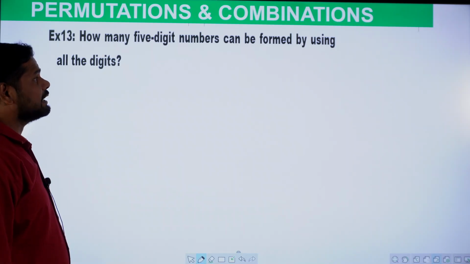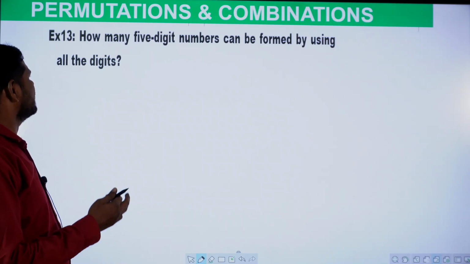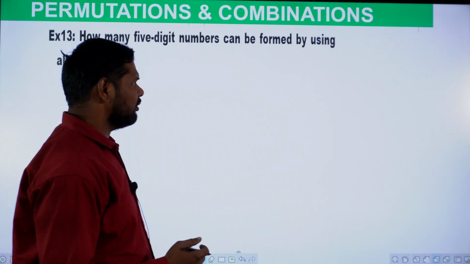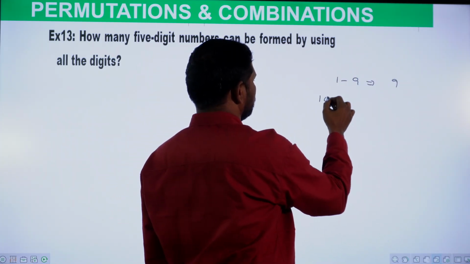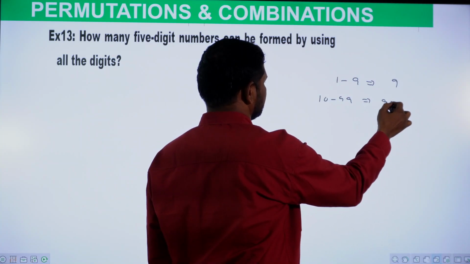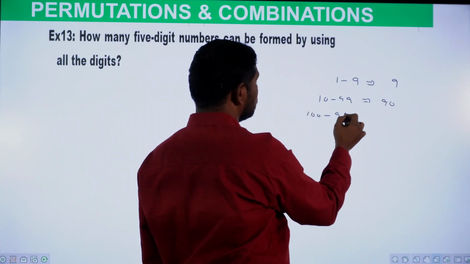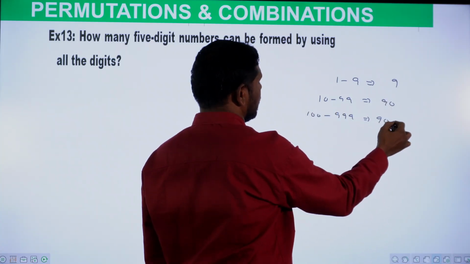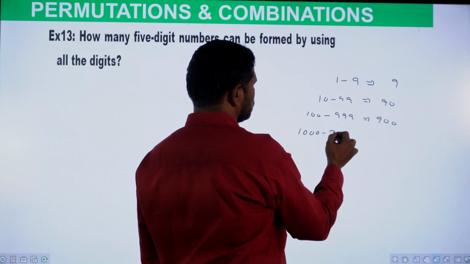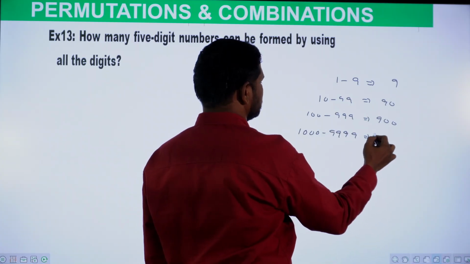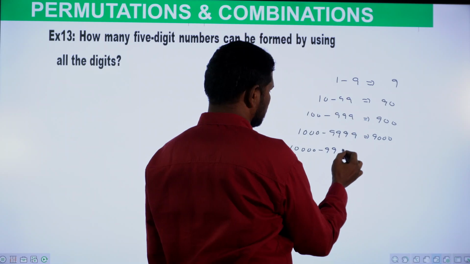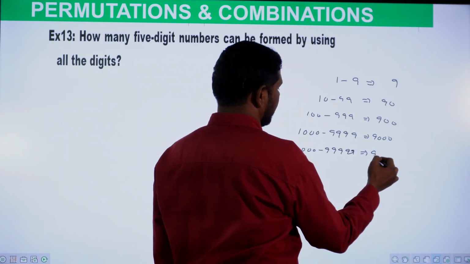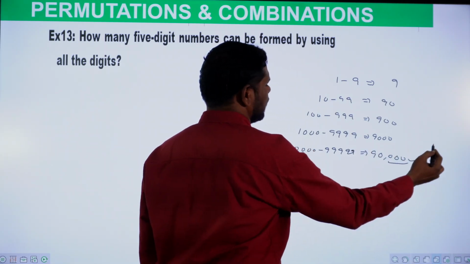How many 5-digit numbers can be formed? Basic question. How many 5-digit numbers do we know? Single-digit numbers 1 to 9, 9. 2-digit numbers 10 to 99, 90. 3-digit numbers 100 to 999, 900. 4-digit numbers 1000 to 9999, 9000 numbers are there. 5-digit numbers 10,000 to 99,999, 90,000 are there. Directly we can give the answer.